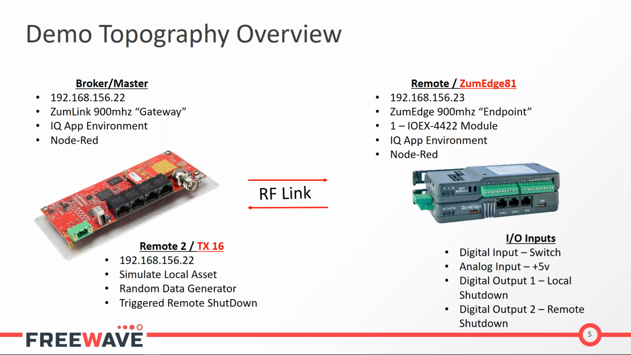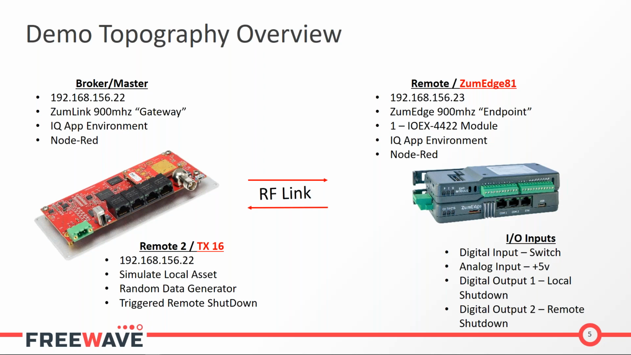The remote unit will be a Zoom Edge 900 megahertz IO, wireless IO product, running the same IQ development software and Node-RED as well. And then also on the gateway, I set up a second remote, if you will, just to generate a little bit more data points to look at. That is basically a random number generator to generate some values for me. And then also on the gateway, I'm running the open source Mosquitto broker, which is also pre-available with the IQ license, and you can install it from the command line.